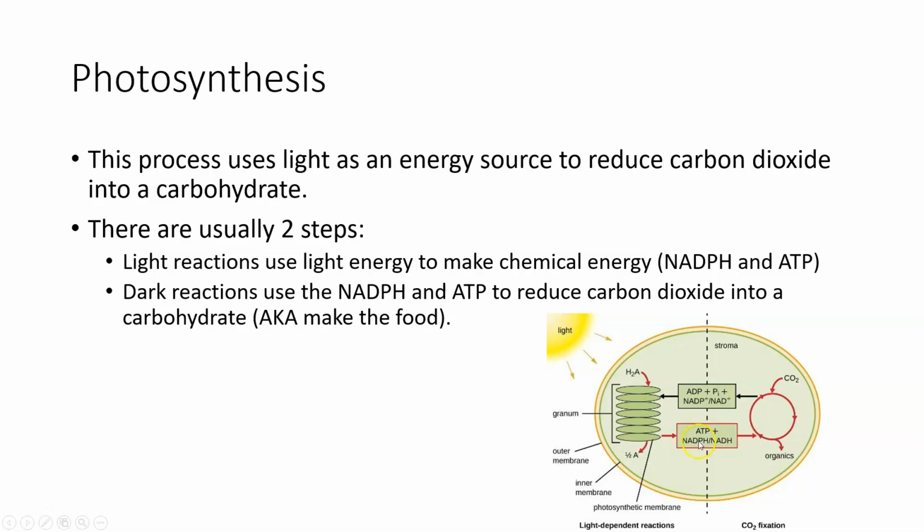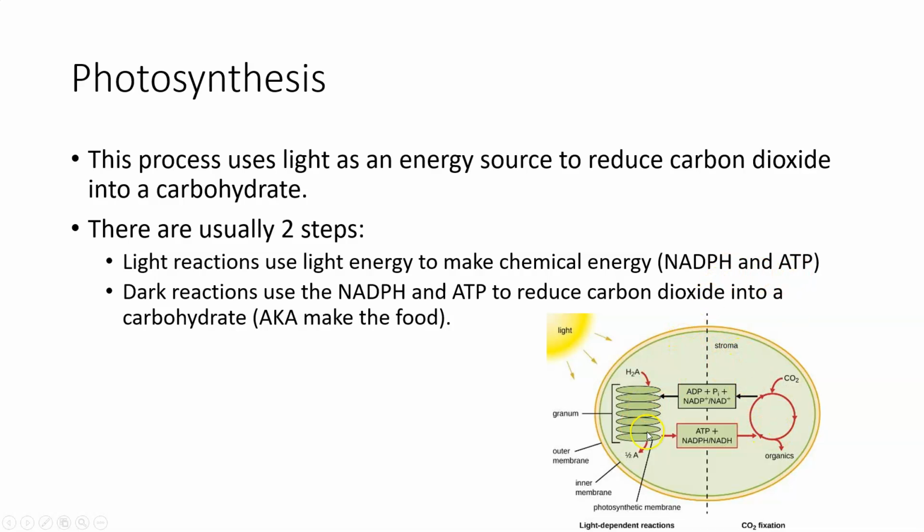These 2 things then get fed into the dark reactions and help us power the reduction of carbon dioxide into an organic molecule like glucose or sucrose or whatever. And then this, as it uses up the ATP and the NADPH, it creates ADP and NADP+, which can be regenerated over here. So both of these 2 reactions are necessary for the other to occur.